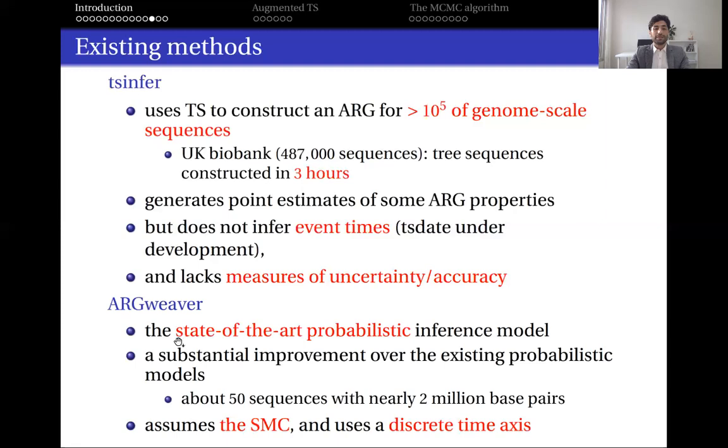So ARGweaver is the state-of-the-art probabilistic model and is a substantial improvement over the existing probabilistic models, and can handle about 50 sequences with nearly 2 million base pairs. ARGweaver assumes the SMC, therefore it doesn't model the non-ancestral or trapped genetic material, and uses a discrete time axis. For the time, they first pre-specify the axis and then force the events to occur there.